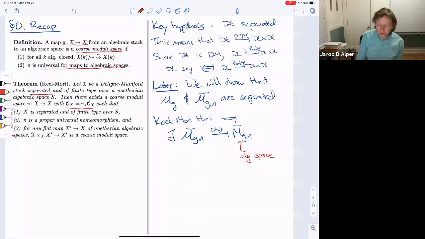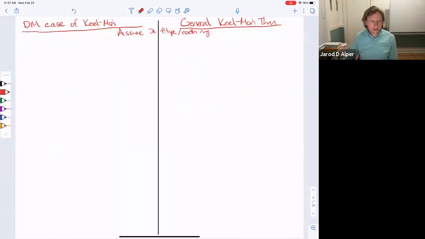Right, so I'm going to separate this next slide into two different parts. On the left-hand side, I'm going to discuss the Deligne-Mumford case of the Keel-Mori theorem, which we discussed in detail last Wednesday, and we gave almost a complete proof. And on the right-hand side, I'll discuss the general Keel-Mori theorem. The basic hypothesis and setup in both cases is that we have an algebraic stack that we're assuming is of finite type over a Noetherian ring.